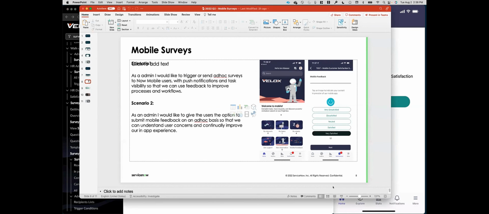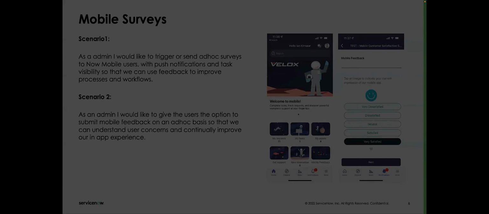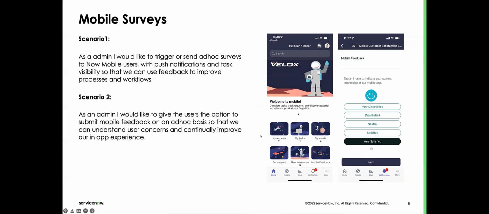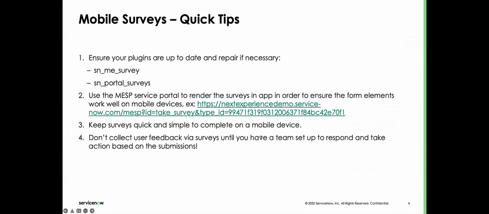So let's open this up again. So just a quick review for you. First, obviously make sure your plugins are up to date. Talked about that. Secondly, don't forget to change that link to the MESP service portal link. It'll look like this as an example. So make sure you do that.